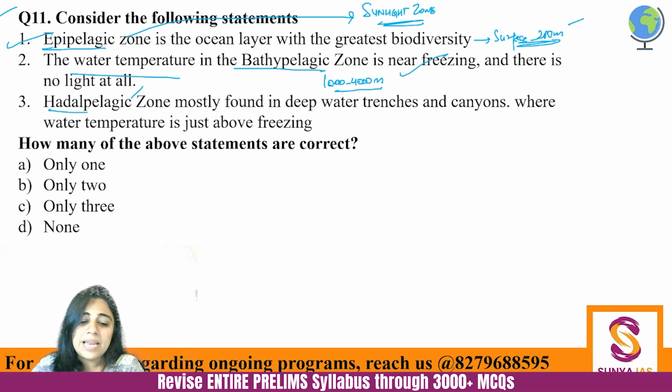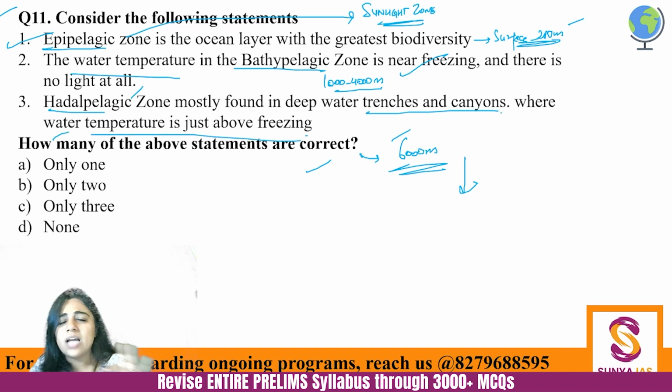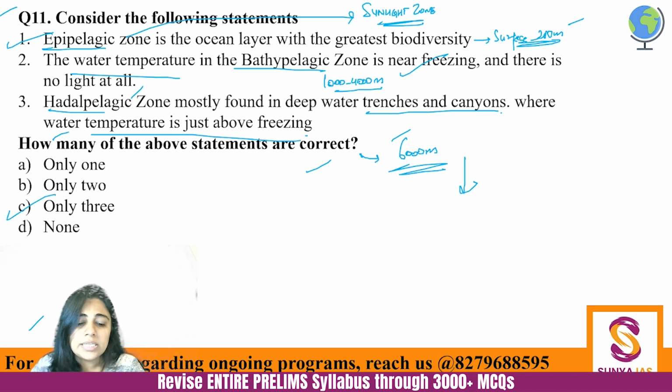And hadal-pelagic zone जो है, that is even deeper. That is more than 6000 meters to the bottom of the deepest part of the ocean. So hadal-pelagic zone, deep water trenches and canyons में मिलता है. Water temperature is just above freezing, which is 4 degrees Celsius पे आ जाता है वो, right? So here all 3 are correct, and very important, the layers of the ocean, correct? So next.